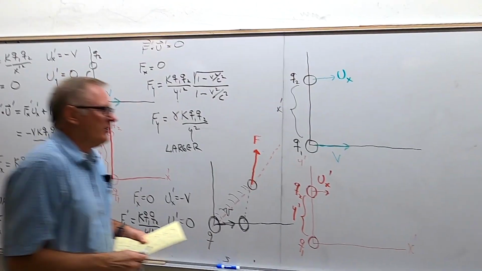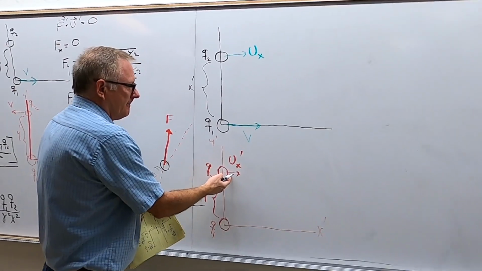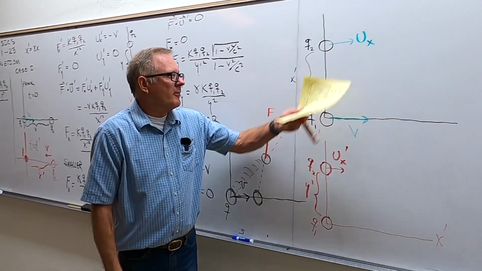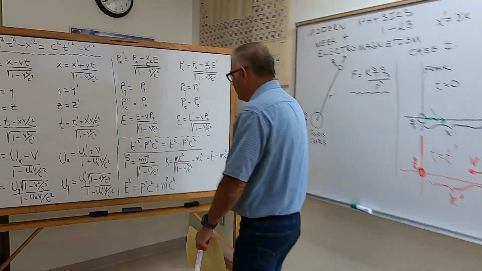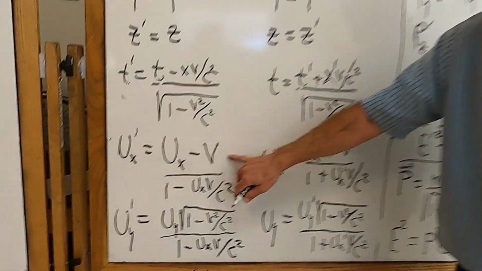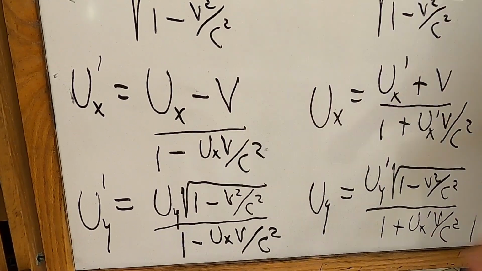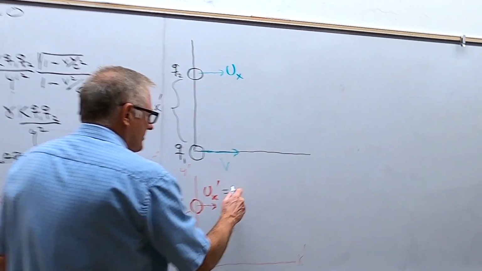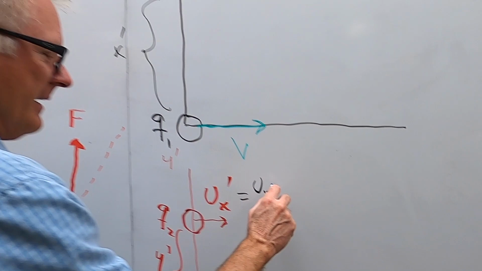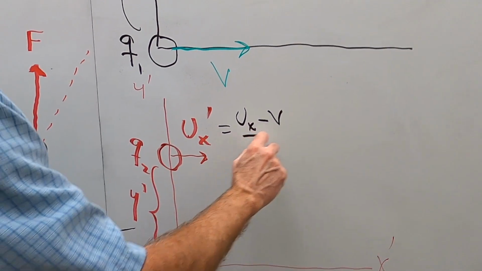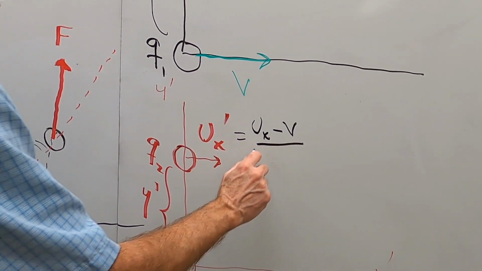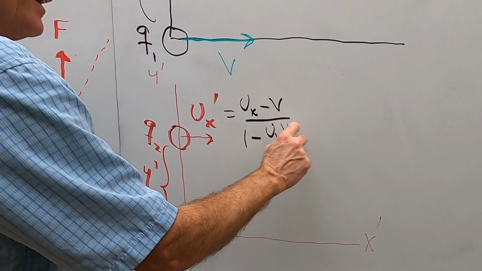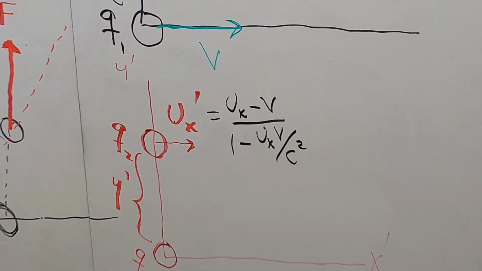Okay, we could get what ux prime is right here because we're just going from this ux to that ux prime, and we've got everything. All the answers to everything are over here. There's my ux prime right there. It's ux minus v all over 1 minus ux v all over c squared. Okay, so there's my ux prime.